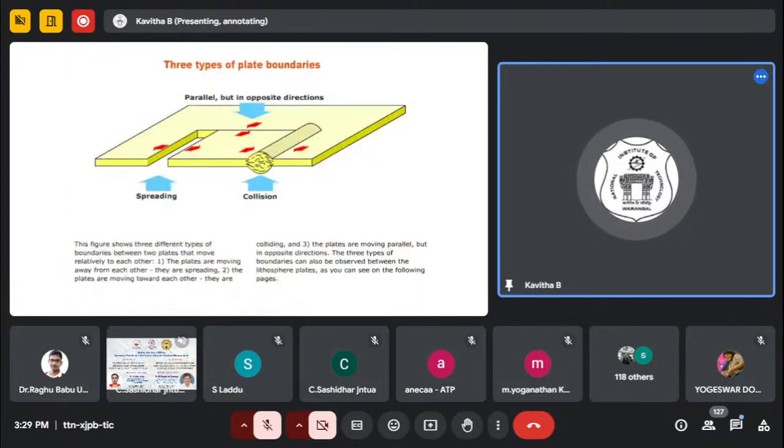Because of these movements, we are going to have three types of boundaries or three types of faults. If plates move away from each other, I can call that spreading. If they come closer to each other, I can call that collision. If the two move just parallel to one another, one going left and another going right, without hitting each other, a smooth transition, I can call that parallel force. So spreading, collision, and parallel boundaries. By these three types of movements, we get three different types of movements of tectonic plates.